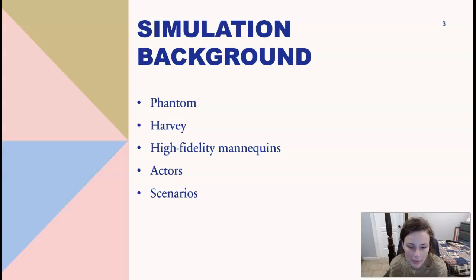And then the scenarios. So scenarios can be actually pulled from different resources like websites, or they can actually be created by the university, by the educators there.